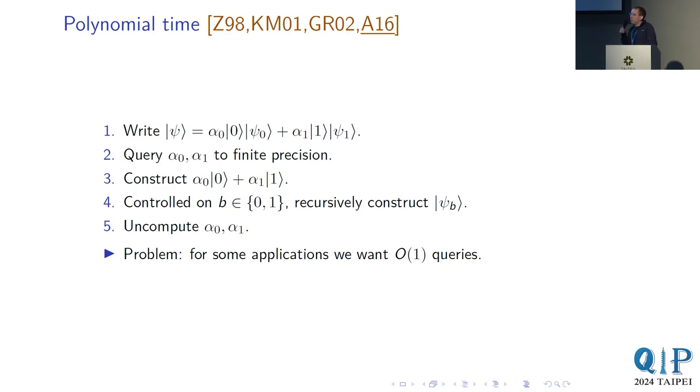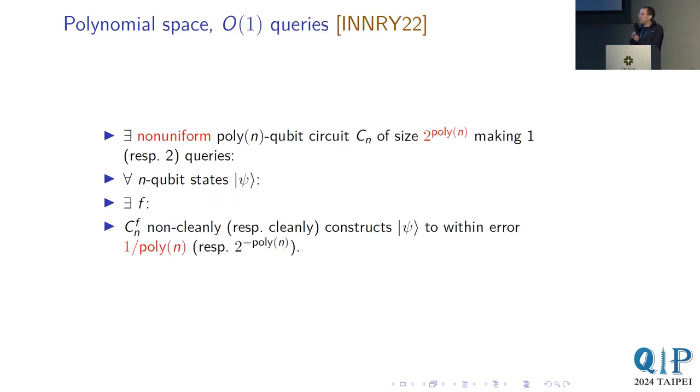And this runs in polynomial time with a linear number of queries. It's efficient. There are some interesting things you can do with this. The only problem is that for some applications, which I'll discuss later in this talk, really you want a solution that makes only a constant number of queries rather than polynomially many queries. So there's also a solution which does use a constant number of queries. And unlike the trivial algorithm, it only runs in polynomial space rather than exponential space. This is due to Irani, Natarajan, Nirkhe, Rao, and Yuen.